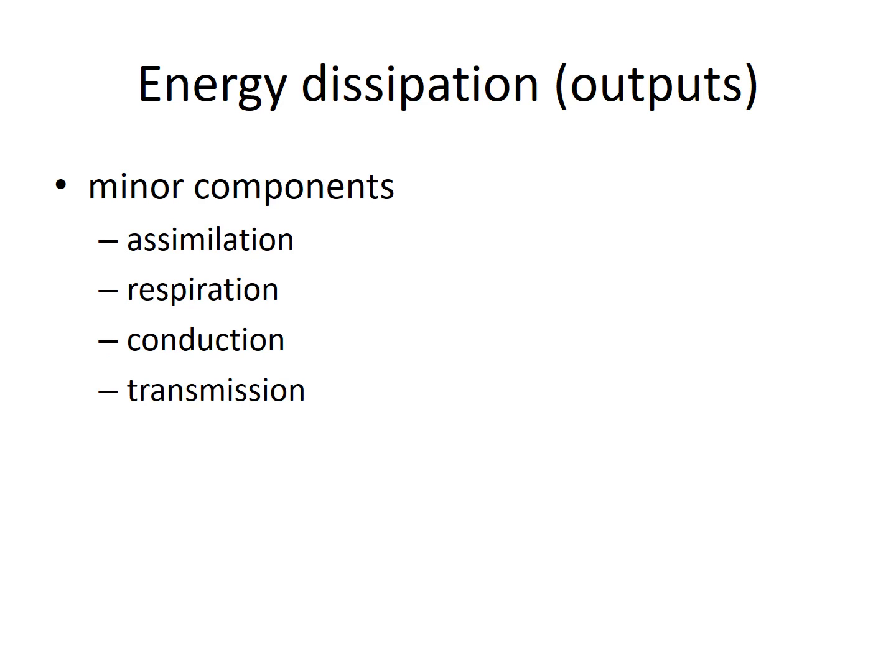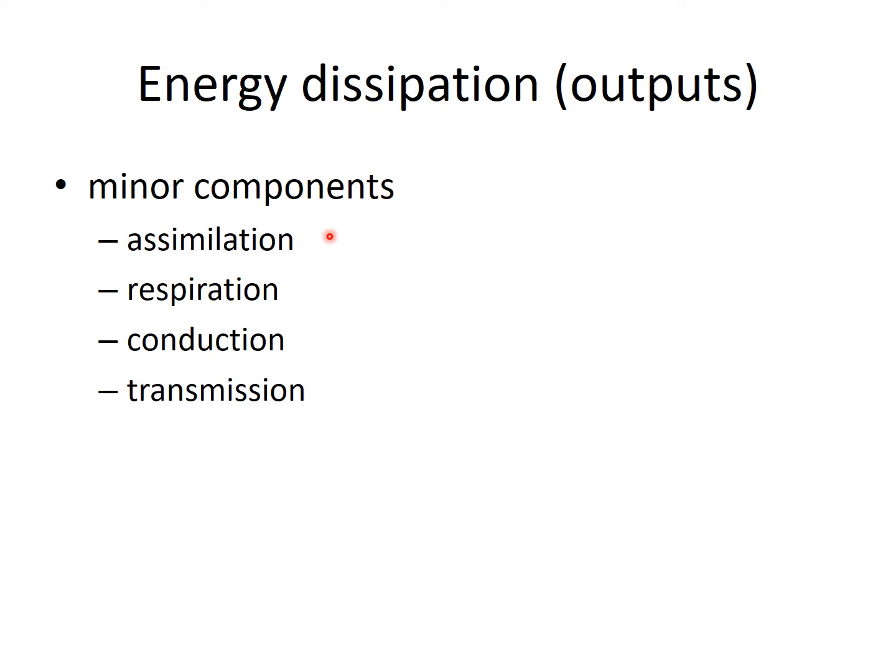Okay, so those were the energy inputs. Let's talk about how energy can be dissipated from leaves and other objects. I'm going to divide it up into three different categories. Those categories, those components that are minor, they're not terribly important for energy dissipation, intermediately important components, and then major components. So the minor components are assimilation, which is basically photosynthesis, respiration, mitochondrial respiration, conduction, and transmission.